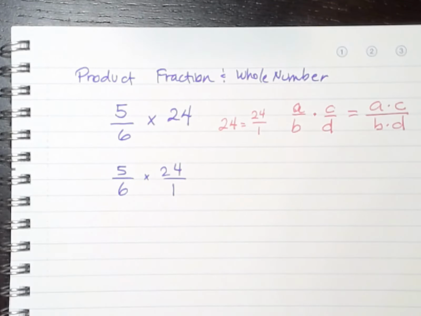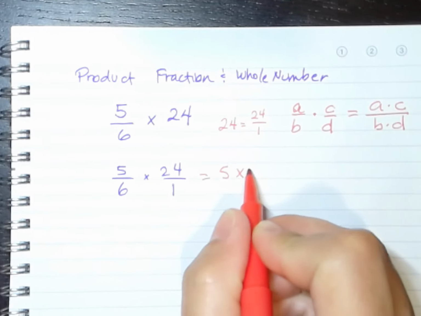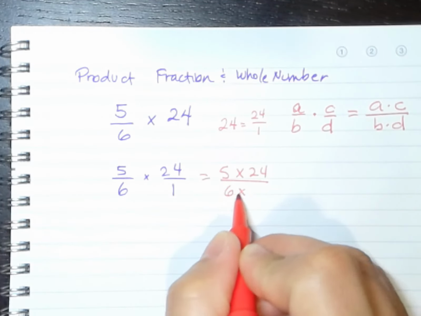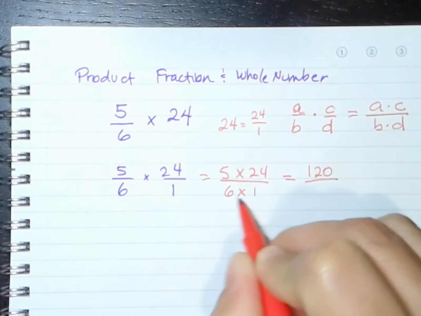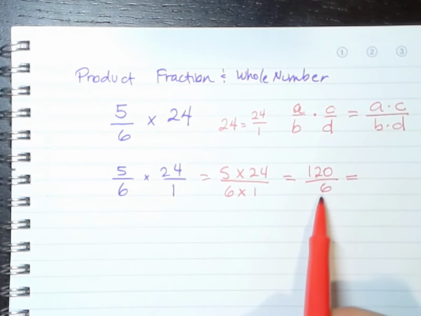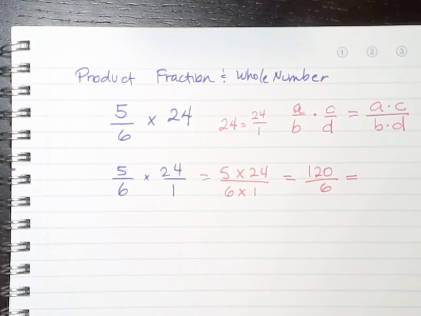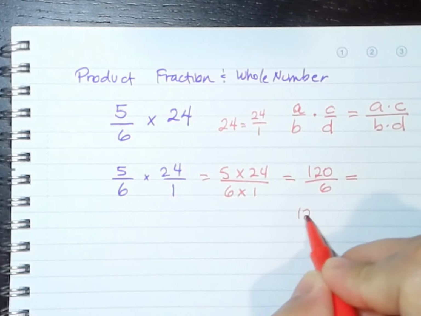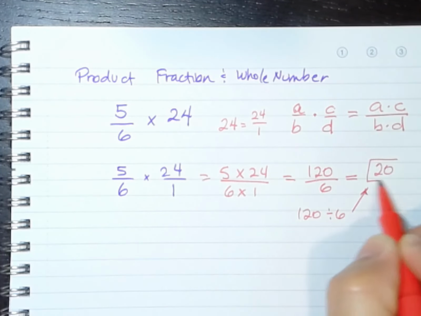Now, 24 is such a big number. I mean, I could multiply 5 times 24 and then 6 times 1. That's legal. I'm not doing anything wrong. So when I multiply 5 times 24, I get 120. And then 6 times 1 is 6. And remember, a fraction means to divide, so this is 120 divided by 6. And so when I take 120 divided by 6, that will give me 20. And so the answer is 20.